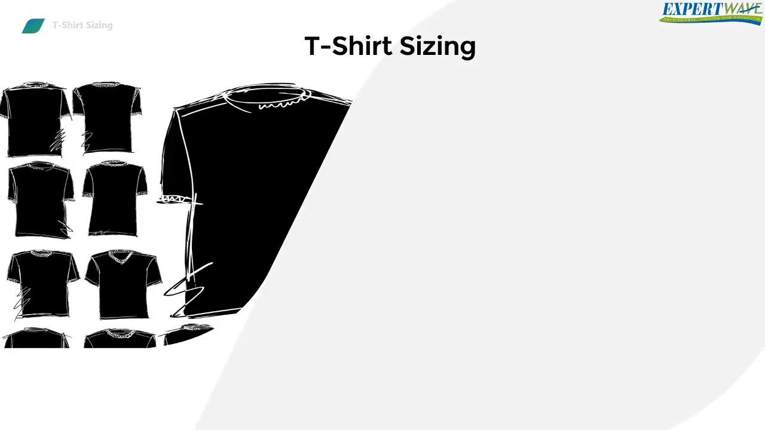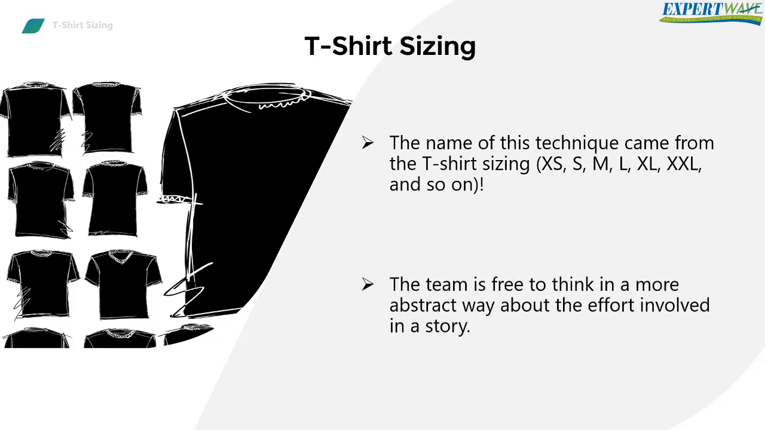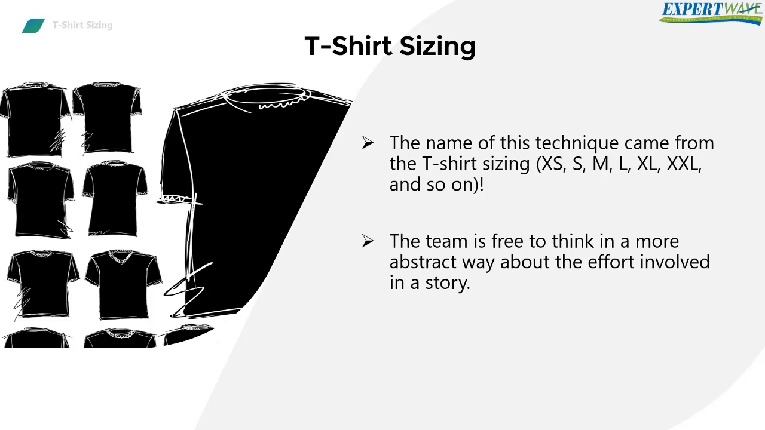And then we have said that relative estimation is the basis of various agile estimation techniques like t-shirt sizing. T-shirt sizing gets its name from t-shirt sizes: extra small, small, medium, large, extra large, and so on. This estimation technique gives the team the freedom to think in a more abstract way about the effort involved in a story. In addition, it also gets the team out of their analytical thought process and into a more flexible mindset.